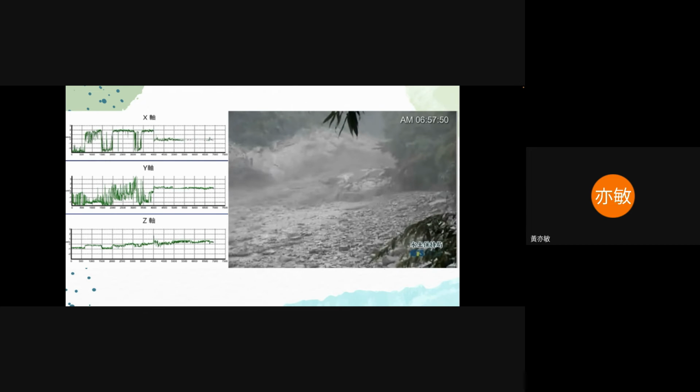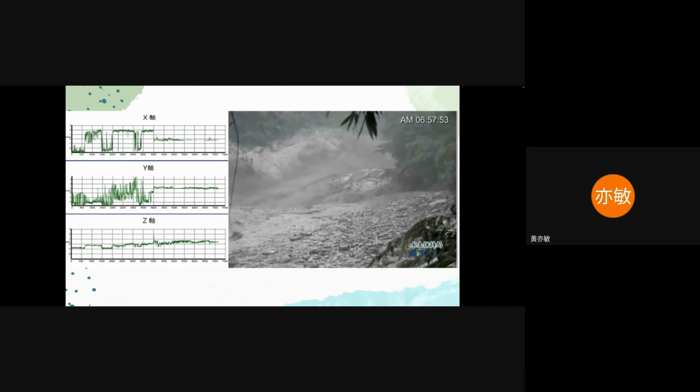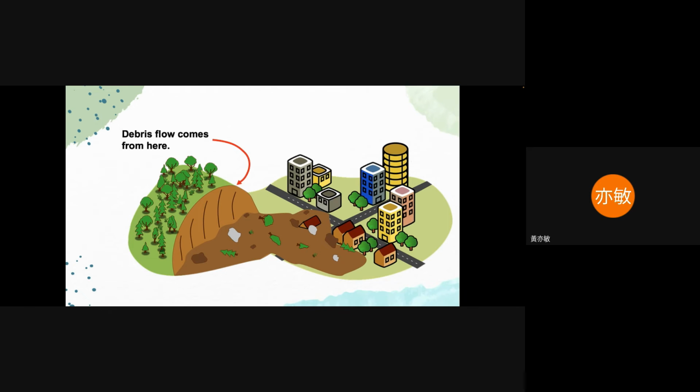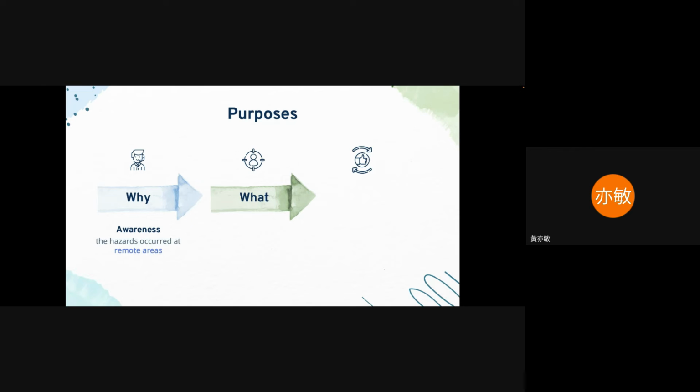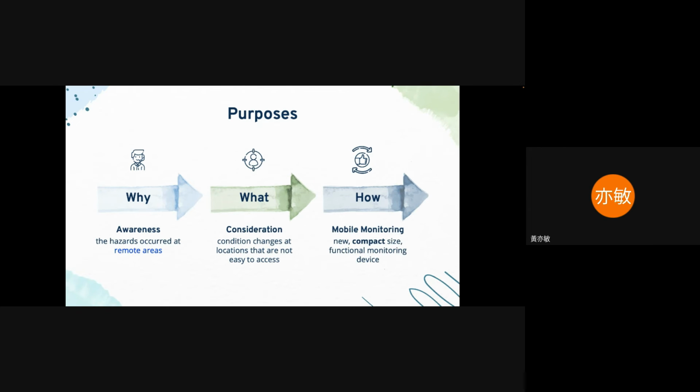And we want to capture the debris flow as early as possible. Today, debris flow comes from the upper slope, and you live at the down slope. We want early warning, so we want to create a time window long enough for people to evacuate. So how do we do that? We want to monitor the debris flow as early as possible. That is our purpose. We want people to be aware of the debris flow as early as possible, so we can make a decision as early as possible, and we can do something as early as possible.